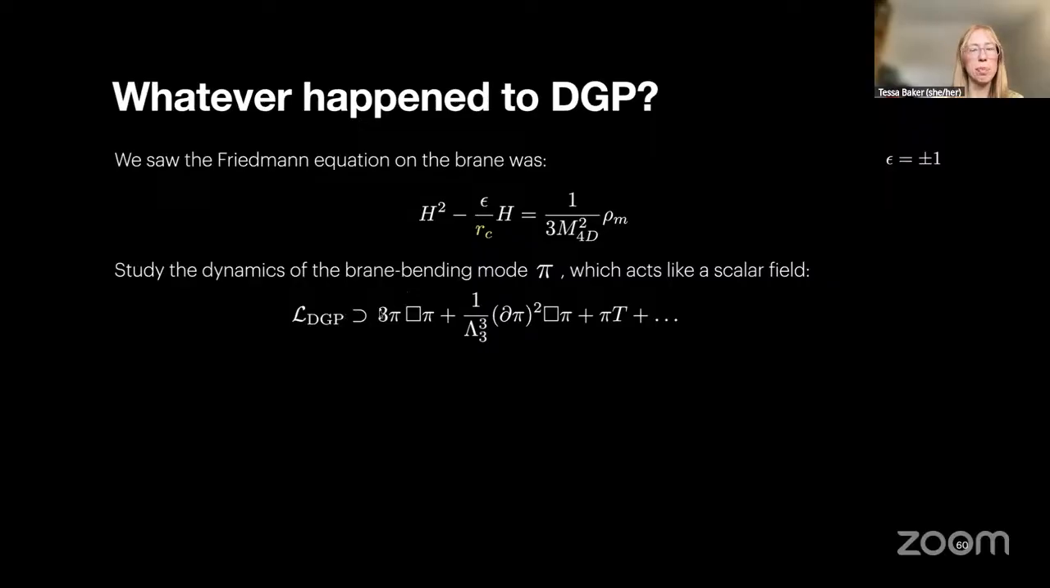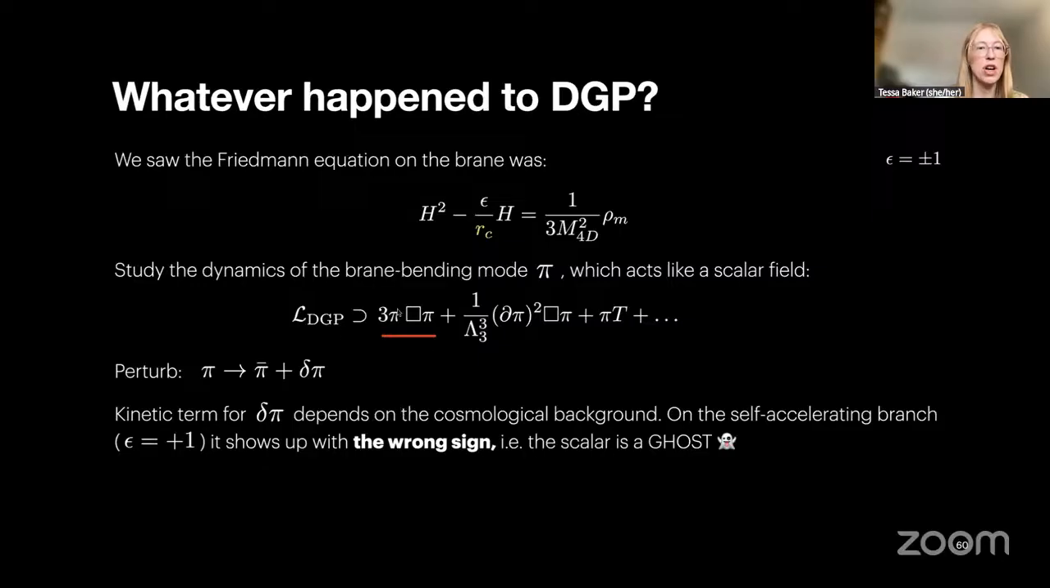And so you expand the action for this scalar field brane bending mode. Again, I'm not deriving this. You'll find lots of terms in your action, in your Lagrangian, that look like this. So there's various derivatives acting on pi. And in particular, this is the term that's going to cause us problems. Then you do perturbation theory, right? So you allow pi to have some background value and some fluctuations. And you plug that in, you work out the kinetic term for these perturbations delta pi.